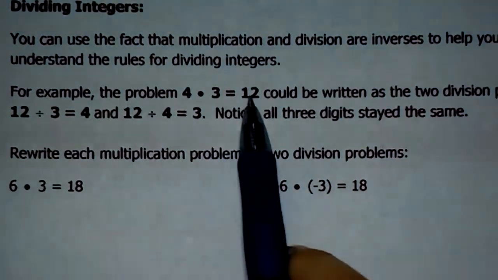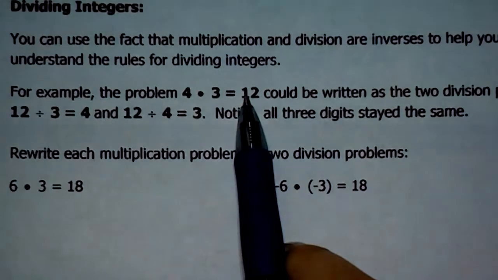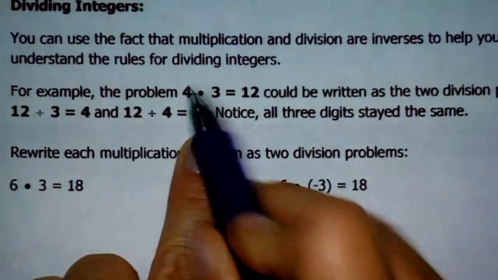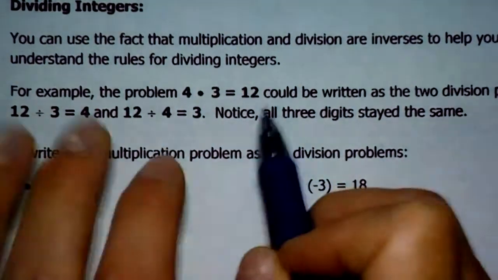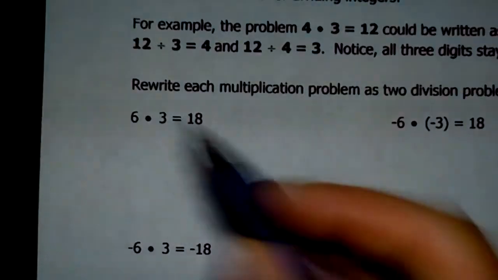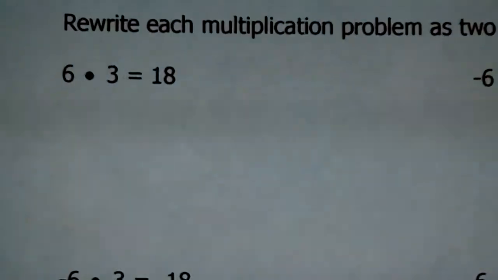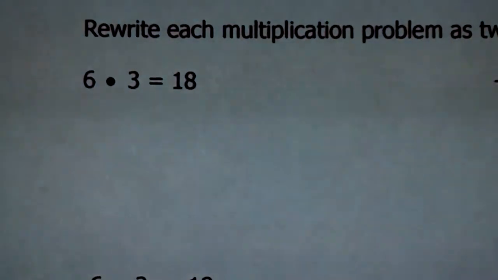You know that 4 times 3 is 12, right? And if we're looking at this as division's the inverse, the opposite of multiplication, this means that 12 divided by 3 is 4, or 12 divided by 4 is 3, right? We know that that's the truth, and we're going to use that to help us discover our division rules. So the first thing I ask you to do is rewrite each multiplication problem as its 2 division problems, because this is going to help us understand what we're doing now, I promise.